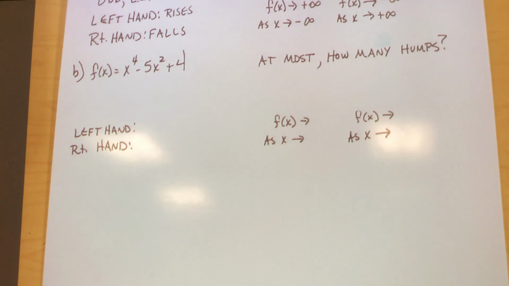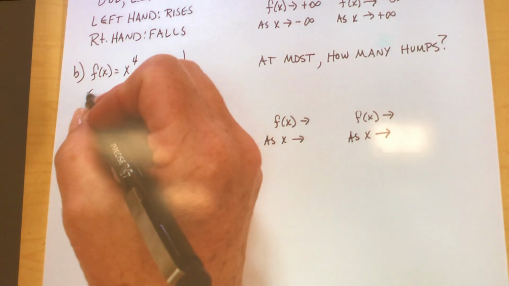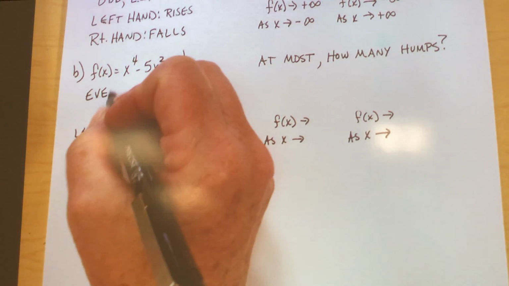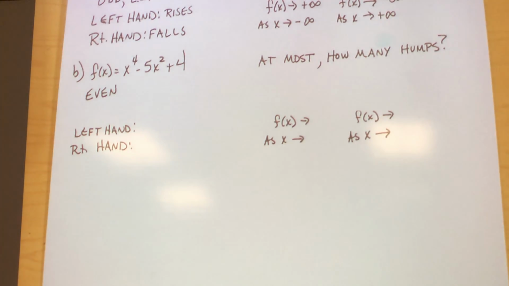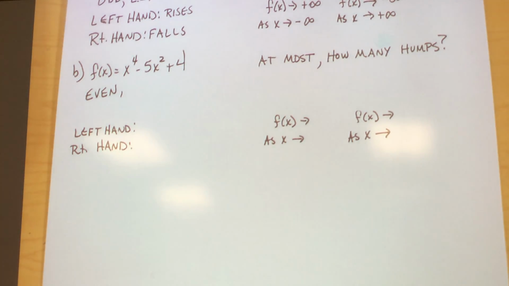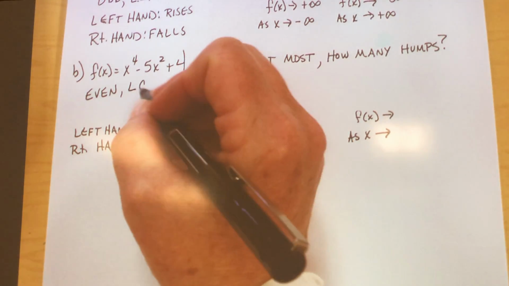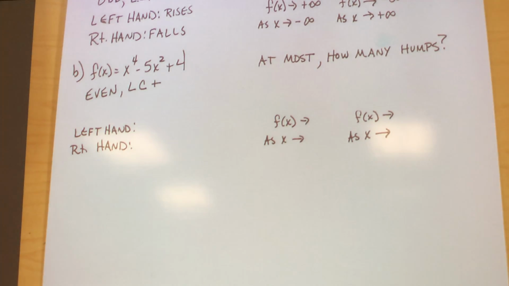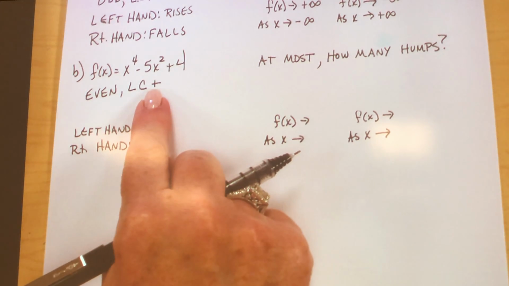All right? Even or odd degree function? Even. It is a fourth degree. Does anybody remember what a fourth degree is called? Quartic. Okay? Even. Is its leading coefficient positive or negative? Positive. What does that tell you? What does this positive tell you? Which hand behavior?